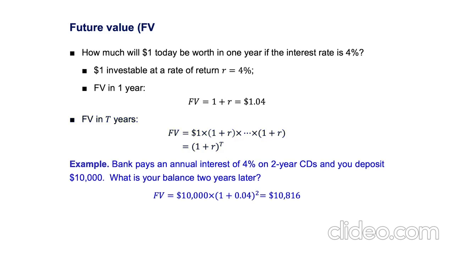Let's consider a concrete example. Suppose a bank issues a CD with an annual interest of 4%, and this is a 2-year CD. Suppose that you deposit $10,000, what would be your balance in 2 years? It would just be $10,000 times (1 + 4%) raised to the power of 2. And that will give us $10,816. That is the future value of $10,000 today in 2 years.